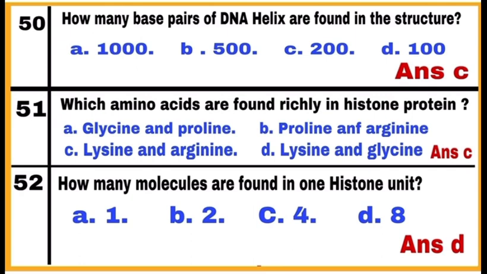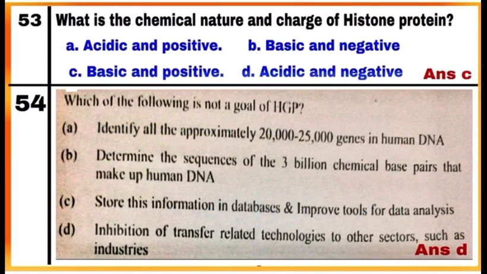Question 52. How many molecules are found in one histone unit? One histone unit has 8 molecules and thus is called an octamer. So here mark D as the correct answer. Question 53. What is the chemical nature and charge of histone protein? The chemical nature of histone protein is basic and the charge on it is positive. So here mark C as the correct answer.